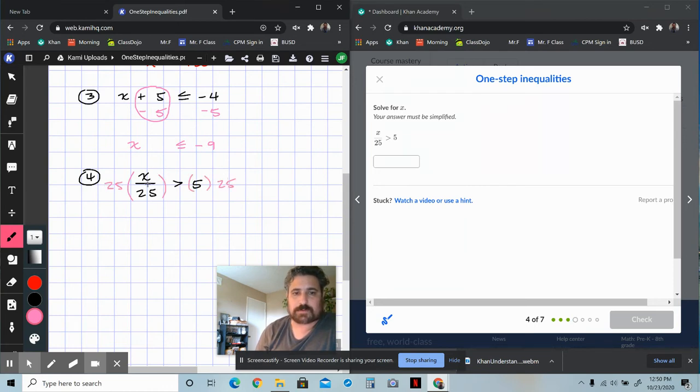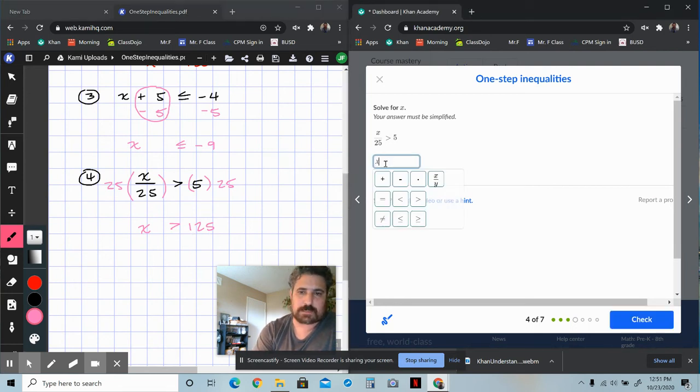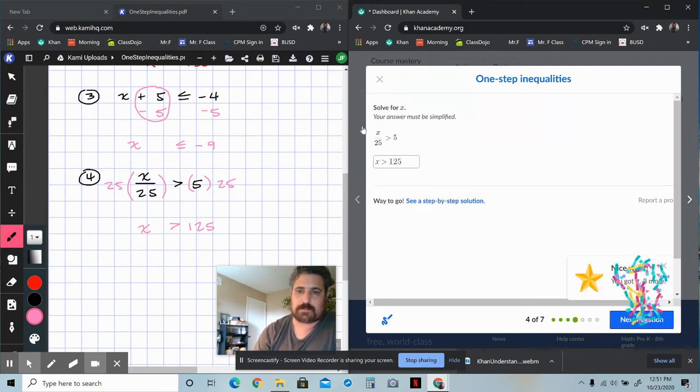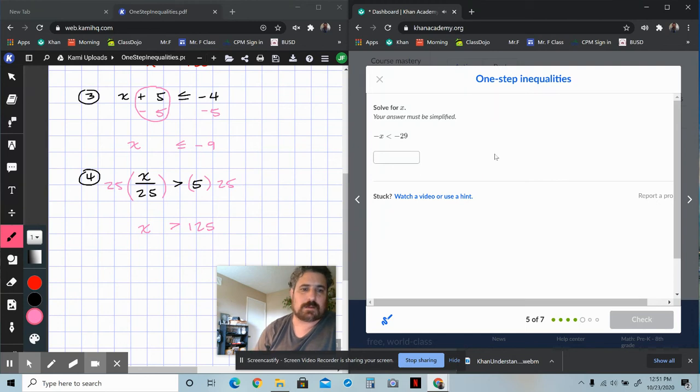When you multiply both sides of your equation by 25, you don't have to do anything with the inequality because you didn't multiply by a negative. You multiply by a positive. So then these cancel out. You're left with 25 over 25, which is 1. So 1x is now greater than what? 5 times 25. Well, what is 5 times 25? That's 125. So the answer is just going to be x is greater than 125. So over here you write x is greater than 125. That's the answer.